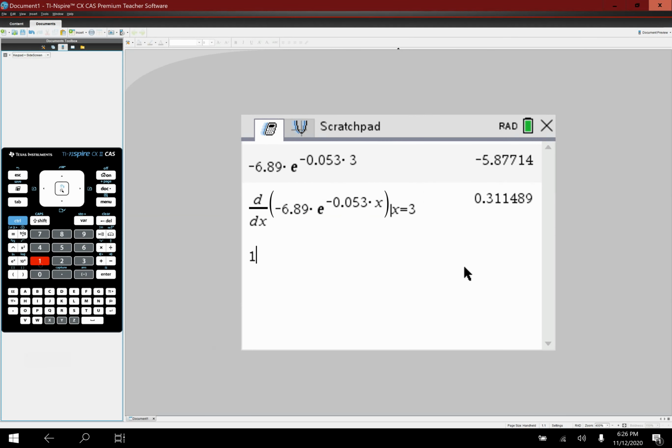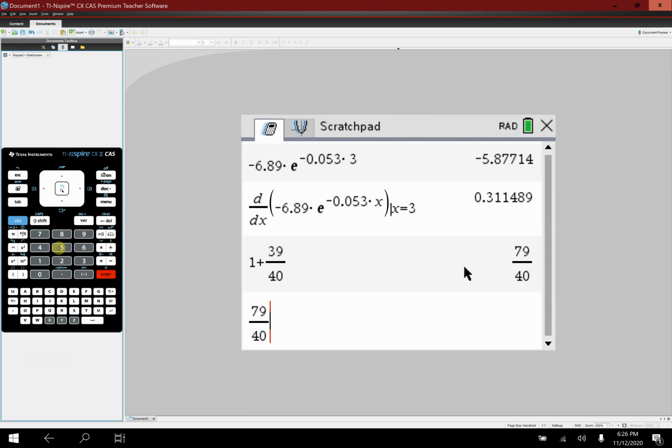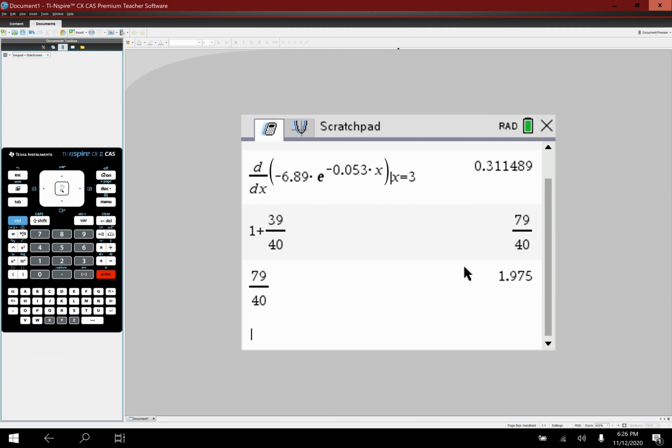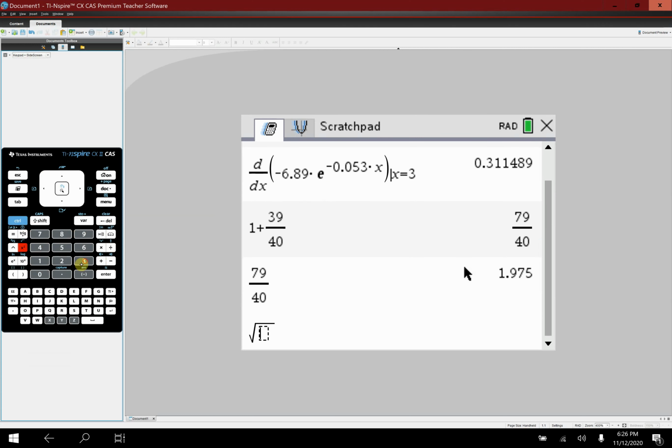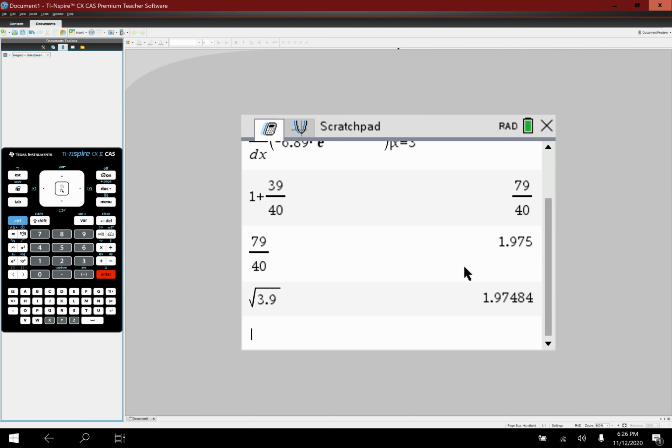So we had 1 and 39/40, the dumbest notation in all of math because it means 1 plus 39/40. We get this. They say it's that, but I don't want that. I want the approximately, please. 1.975. Compared to the actual square root of 3.9, 1.9748. Look how close that is. Those are almost the same.